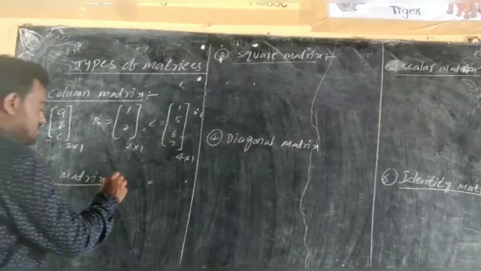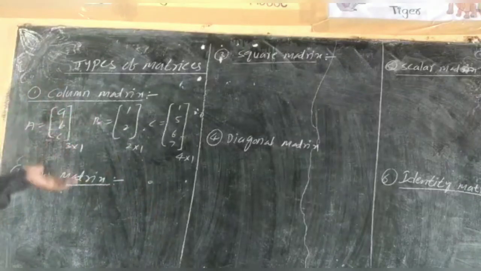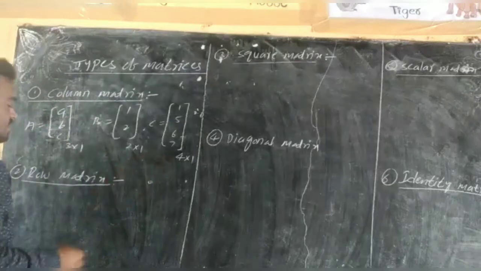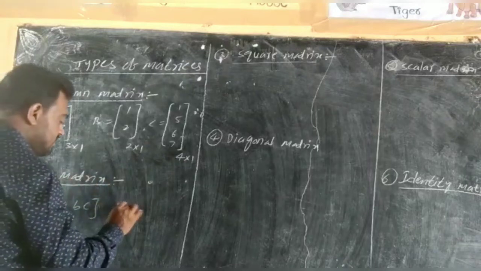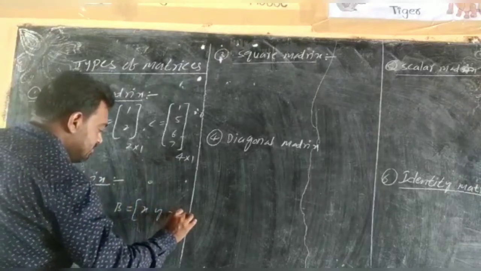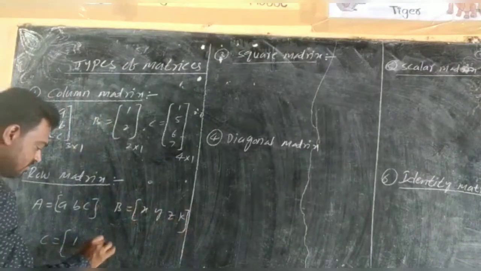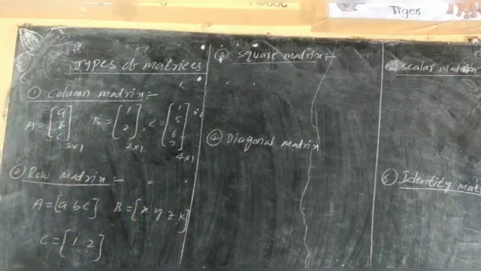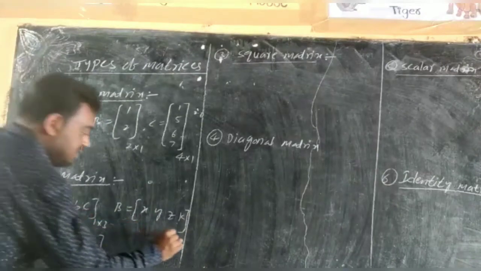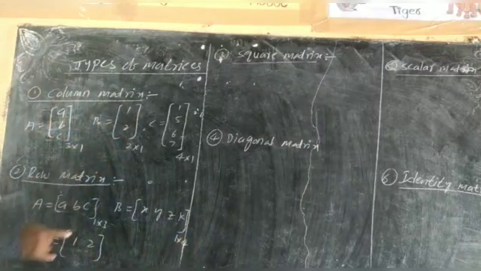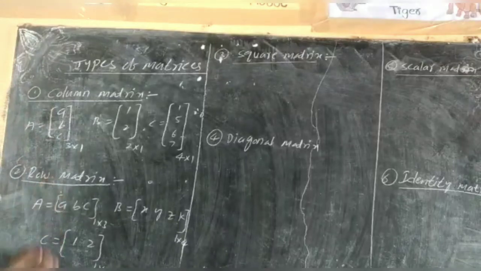Now you see the row matrix. If a matrix has only one row, then it is called a row matrix. One example: A = (a, b, c), only one row. B = (x, y, z, k). Next, C = (1, 2). These are row matrices. This order is 1 cross 3: 1 row, 3 columns. Here 1 cross 4: 1 row, 4 columns. Here 1 cross 2: 1 row, 2 columns. So this is the row matrix.